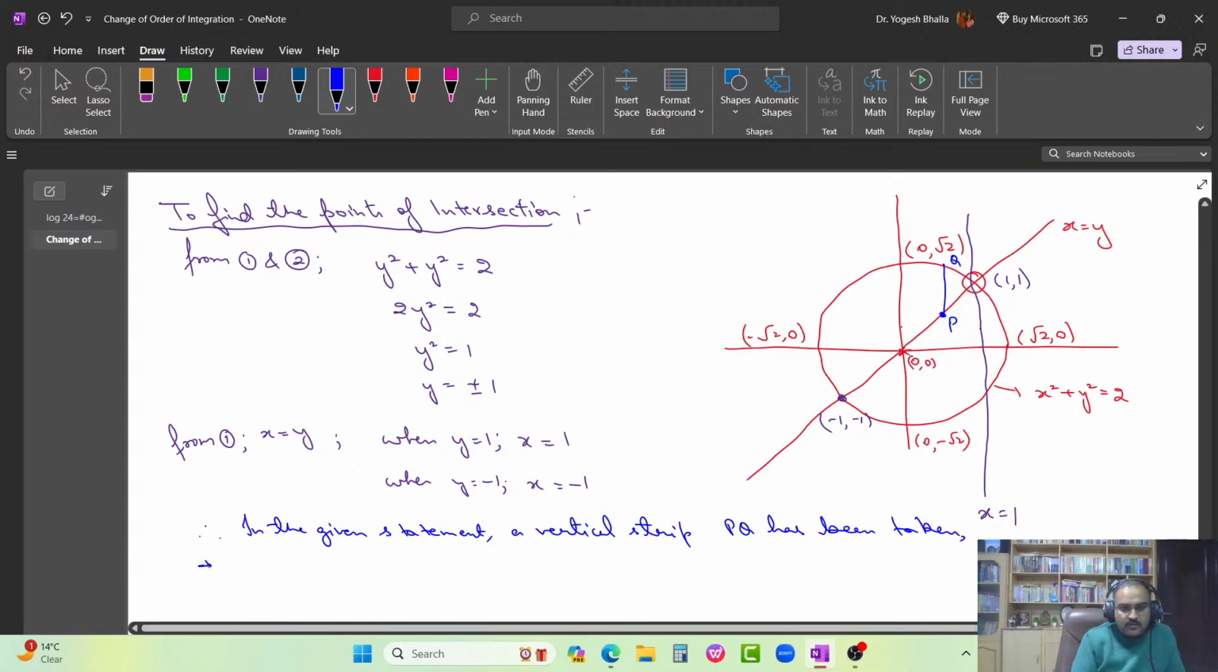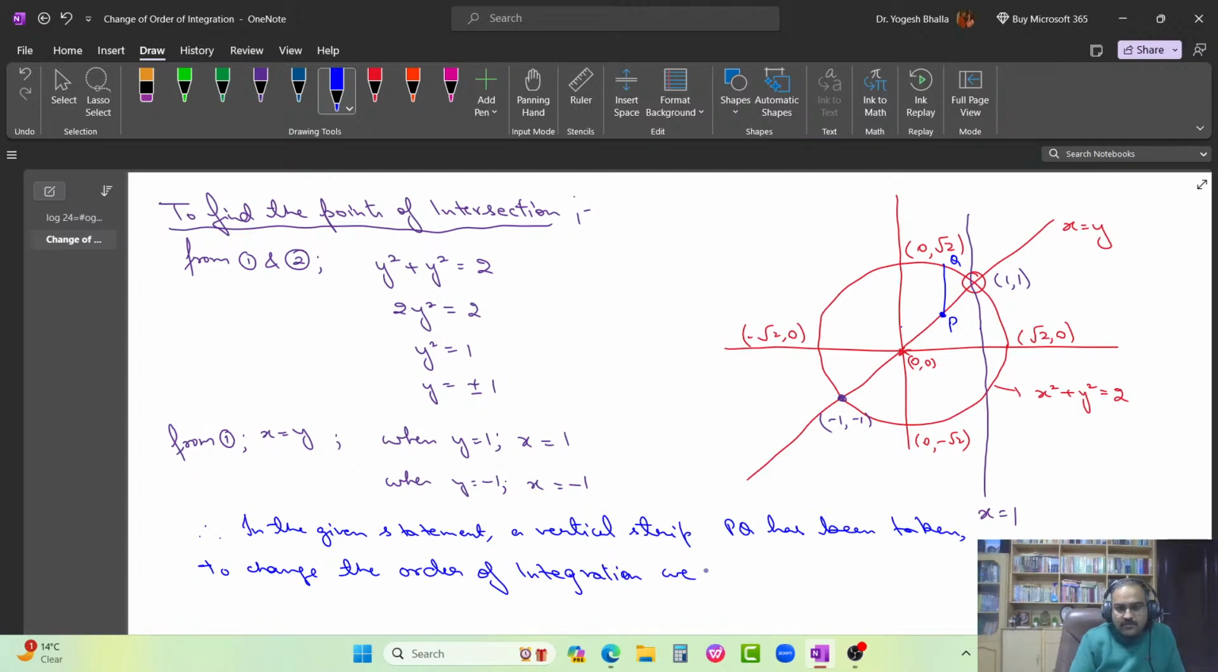So to change the order of integration, we need to take a horizontal strip. Now what is the basic condition for a strip? That its both ends must touch the given curves.